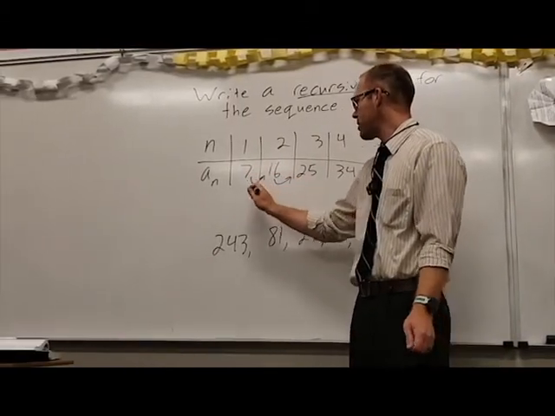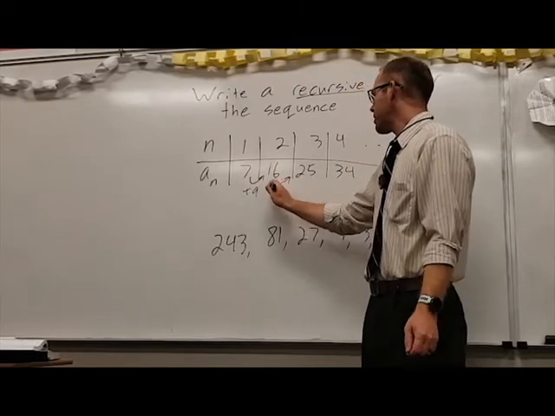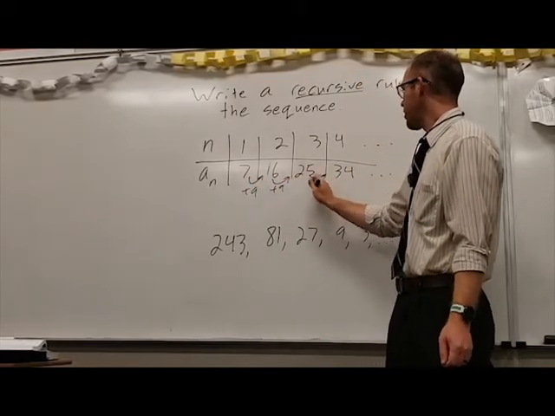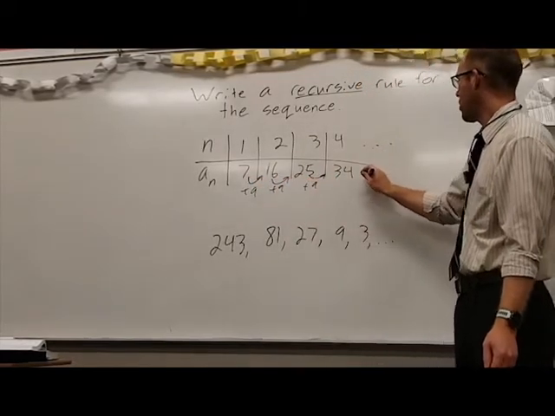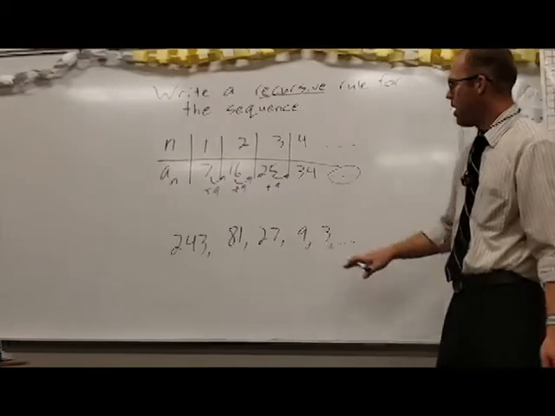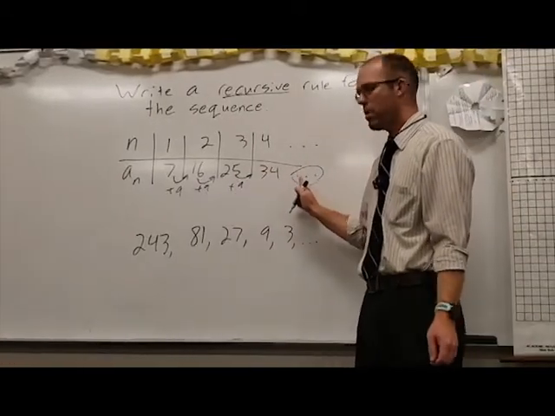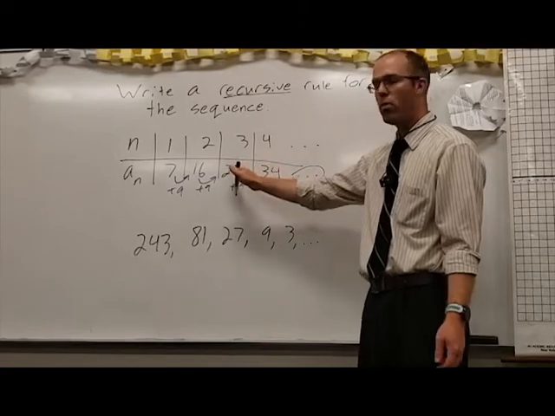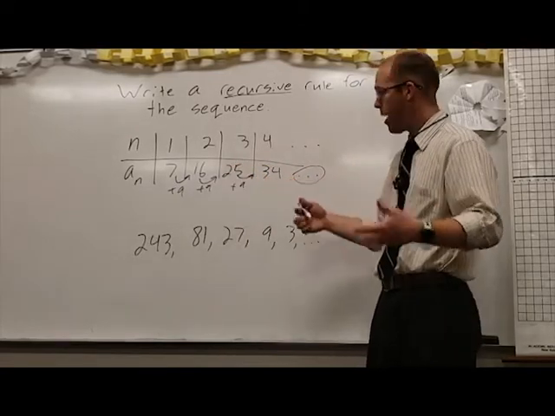So from 7 to 16, we're adding 9. 16 to 25, we're adding 9, and we continue to add 9, and that pattern goes on. We can see that right here. So in order to get to the next step in our sequence, we need to take the step before it, or the previous step, and add 9.